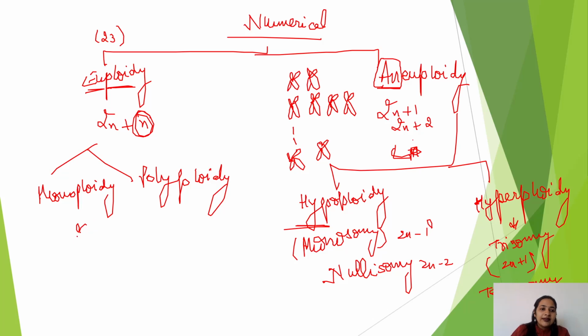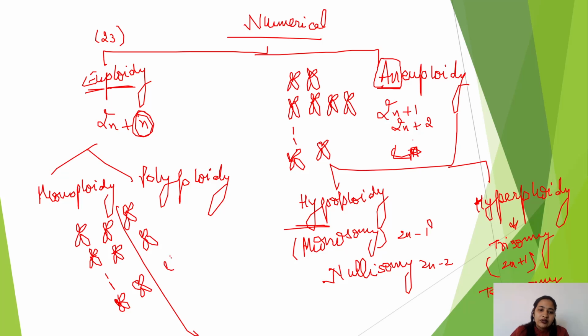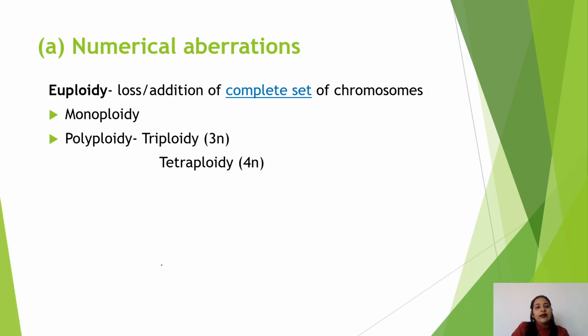But here we have a complete set extra, one, second pair, and so on till the 23rd pair. And again we have one extra set, a complete set is extra, right? So this is euploidy, right? I hope it is very, very clear to you now. So I have written everything over here.